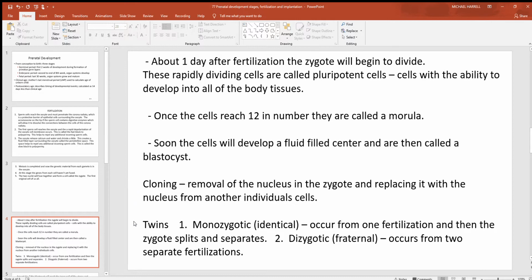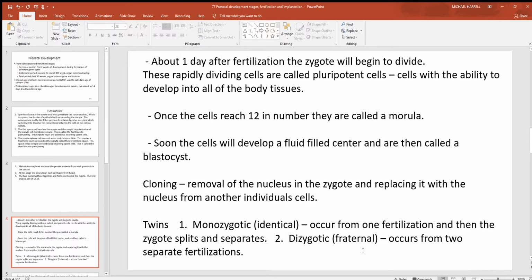Look also at twins. You may have heard of monozygotic and dizygotic. These are also called identical and fraternal twins. With monozygotic, this occurs from one single fertilization. So you get the sperm and the oocyte together, the zygote is formed, and sometimes that zygote splits and two individuals develop. Since they came from one fertilization, they do have the same genetics. So those are identical twins.